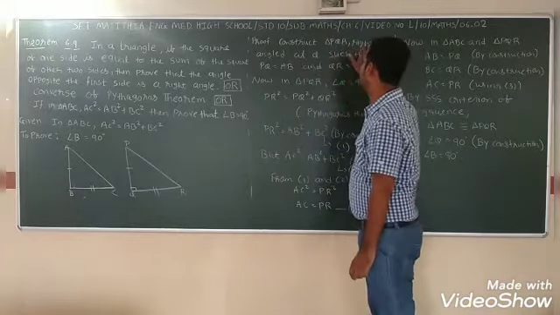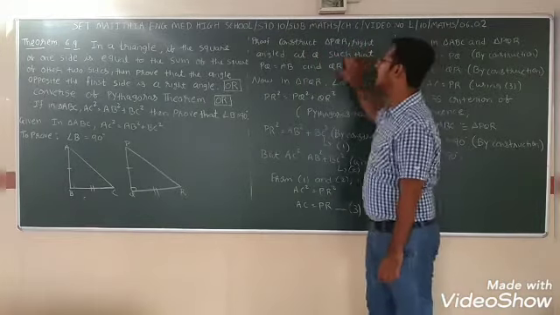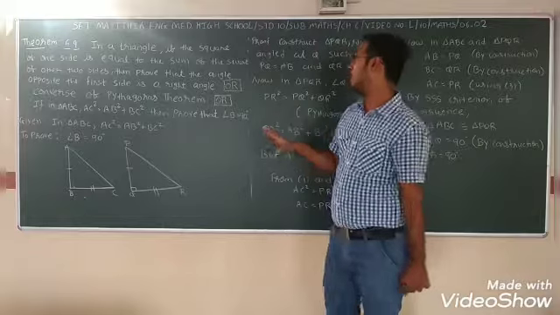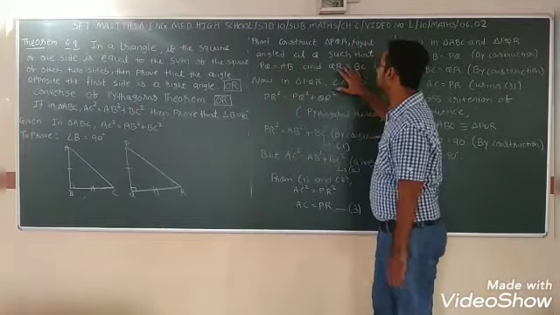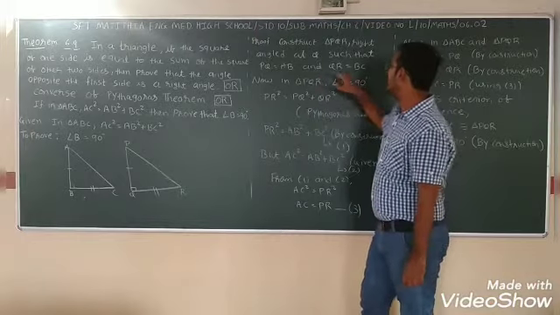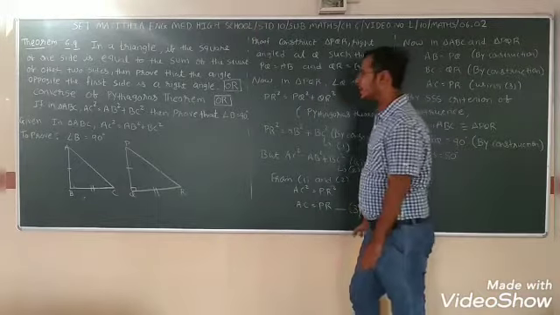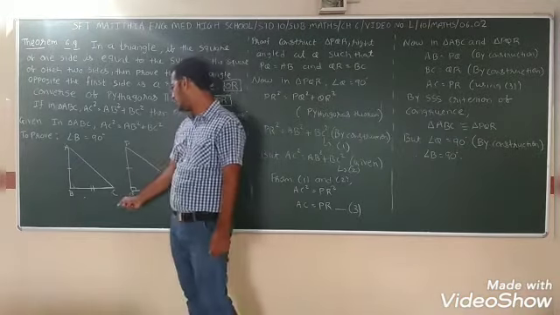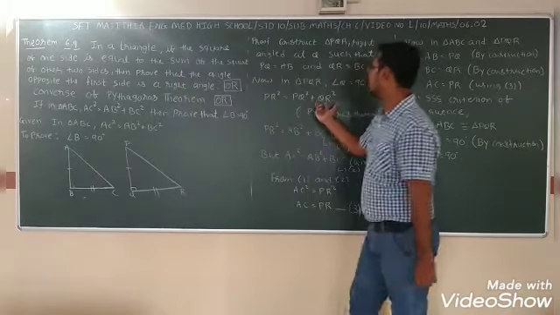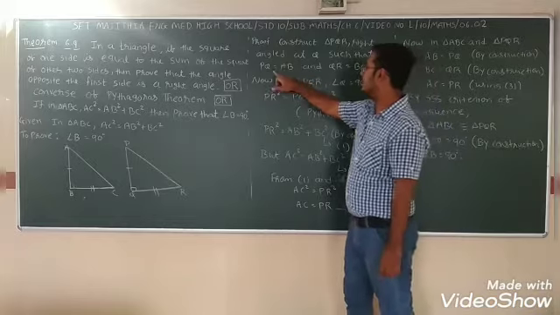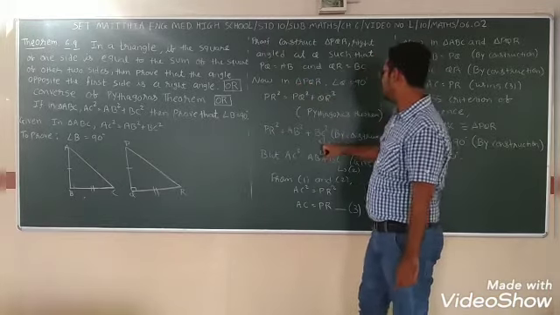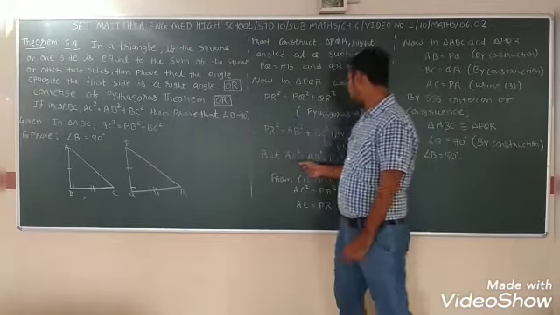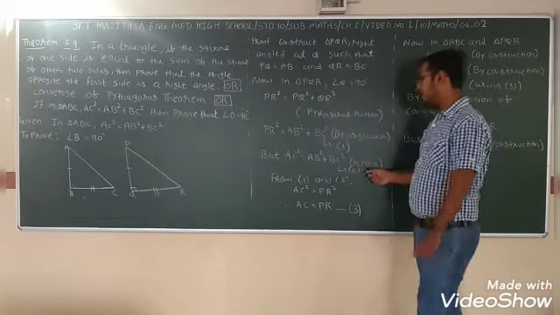So construct triangle PQR, right-angled at Q, such that PQ is equal to AB and QR is equal to BC. You have to draw it so that the measures of these two sides are the same, and angle Q is equal to 90. Here, angle Q is 90, so using the Pythagoras theorem, we can write PR square is equal to PQ square plus QR square. Now, by construction, PQ is equal to AB and QR is equal to BC. This is equation number 1. In the given, AC square is equal to AB square plus BC square, already given.